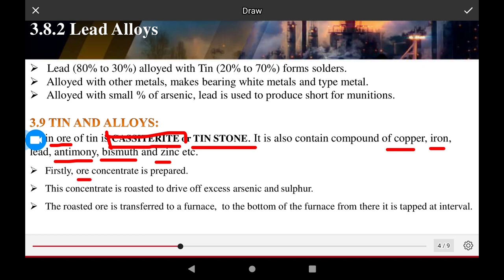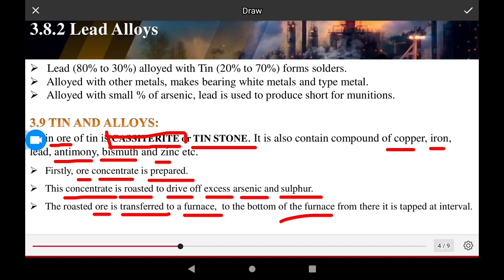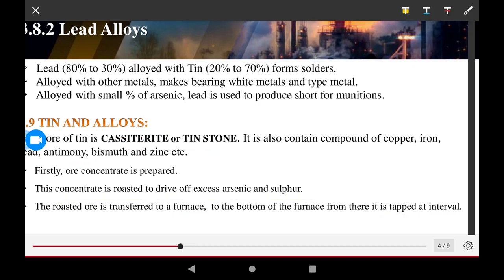Firstly, the concentrate is prepared. This concentrate is roasted to drive off the excess arsenic and sulfur. The roasted ore is then transferred to a furnace, and from the bottom of the furnace it is tapped.